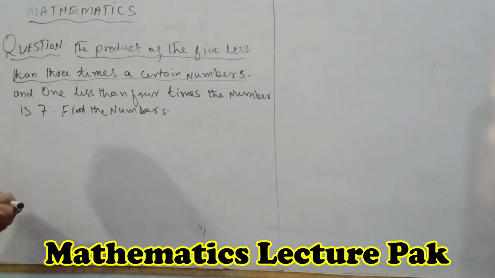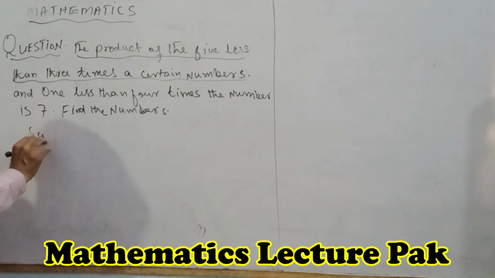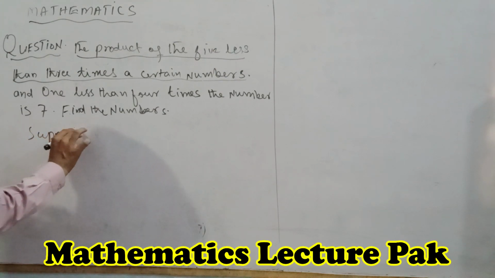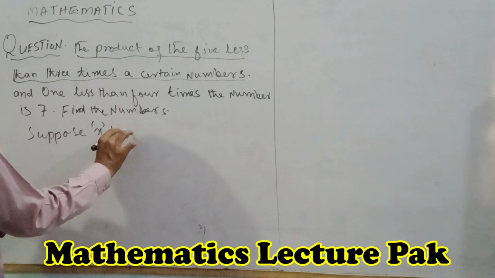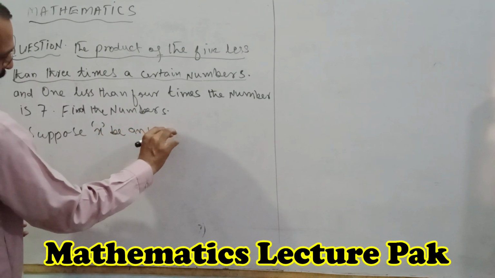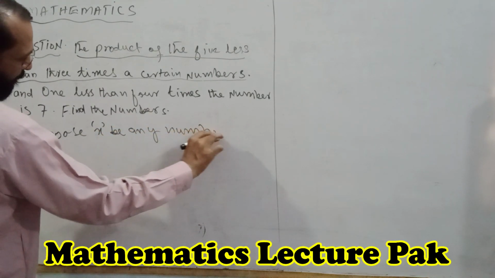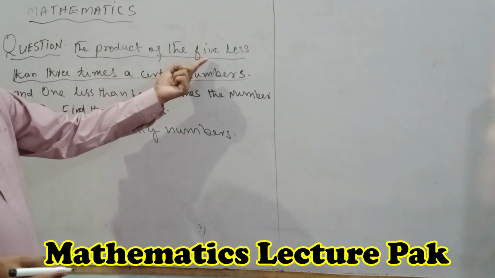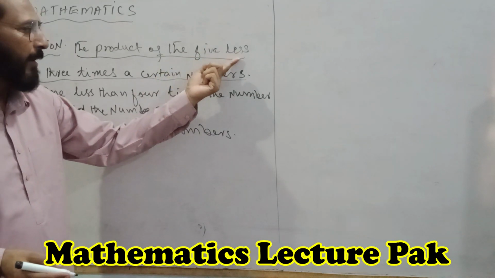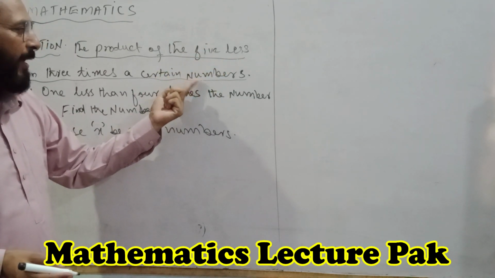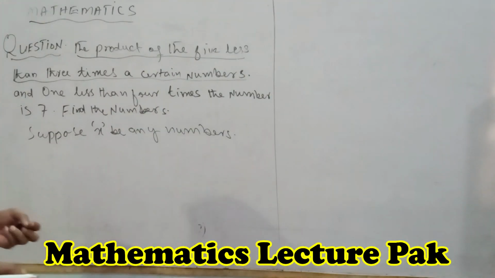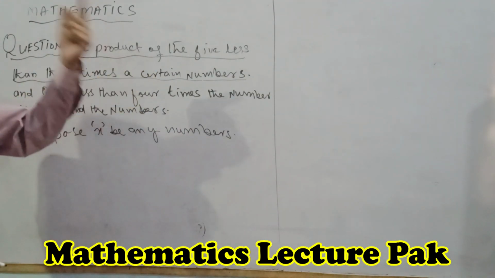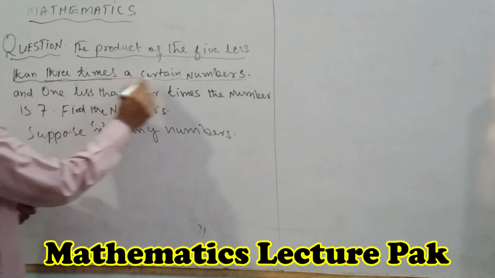First of all, we have to suppose x be the number. Suppose x be any number. And now we make the statement. You know that 5 less than the number x, 5 less than 3 times a certain number.